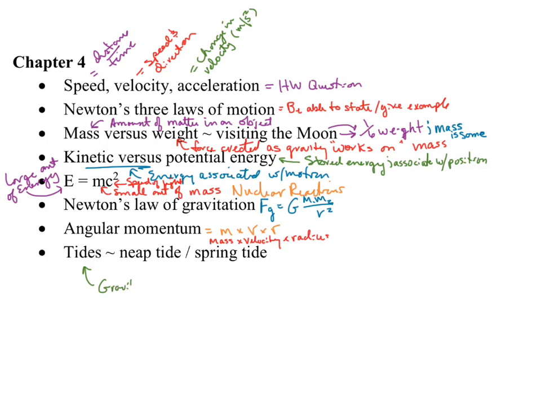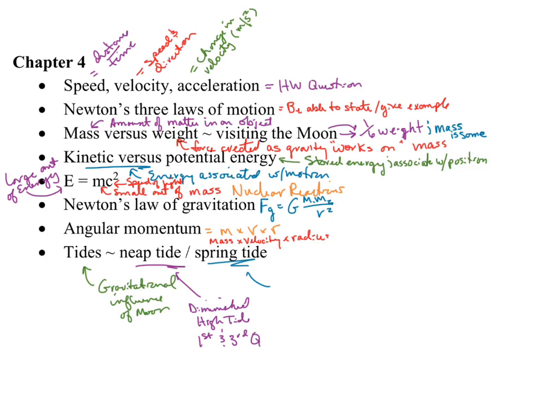Tides are created due to the gravitational influence of the moon. We talked about 2 types of tides. There are the neap tides, which are the diminished tides. They're at the quarter moons, and the spring tides are especially high tides. And they occur at full and new moon when the sun is in line with the earth and moon.